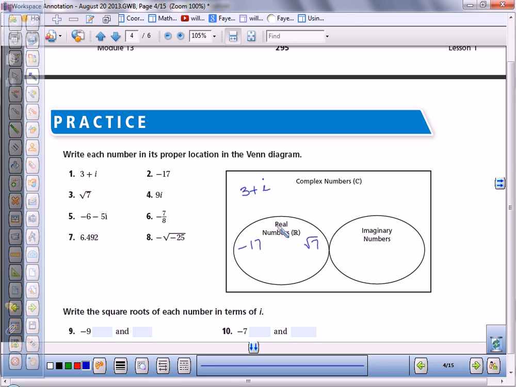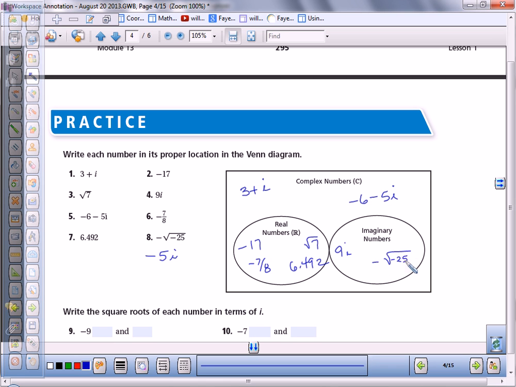Number 4, 9i, imaginary. Negative 6 minus 5i has a real part and an imaginary part, which makes it a complex number. Negative 7/8 is a real number. 6.492 is also a real number. But this one, let's go ahead and simplify it, even though they didn't. The opposite of the square root of negative 25 is the opposite of 5i, negative 5i. So that is going to fall under the imaginary. Any questions on that?